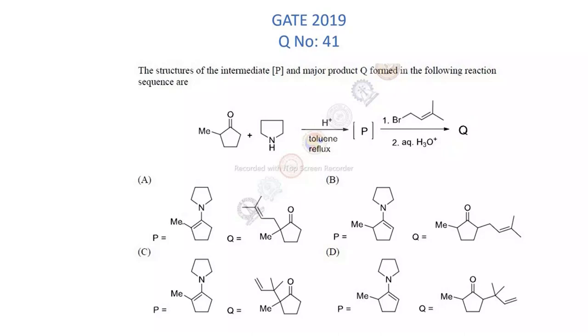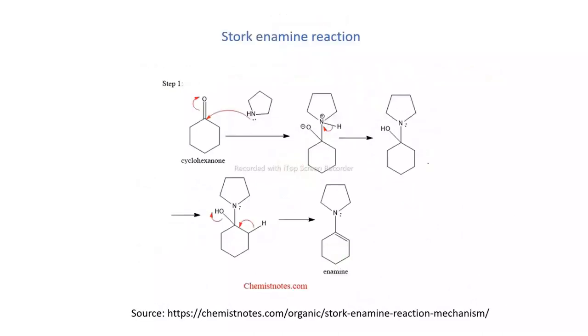In options A and C, the double bond is formed in intermediate P at the more substituted position, and in options B and D the double bond is formed at the less substituted position, followed by an SN2 reaction. So whether the nucleophile will attack at this center or this center, we have to find. For that we have to know the Stork enamine reaction. This is the name reaction.